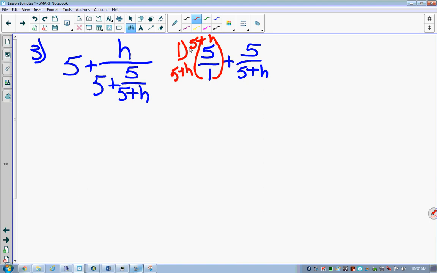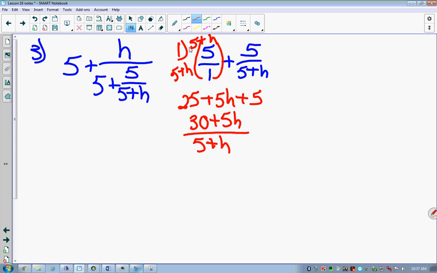Okay, what do I do with the numerator? Distribute. So 5 times 5 is 25. 5 times h is 5h plus 5. Okay, can this simplify here at all? 30 plus 5h over 5 plus h. Okay, that's what we're getting on this step. So we substitute this in for that whole section.